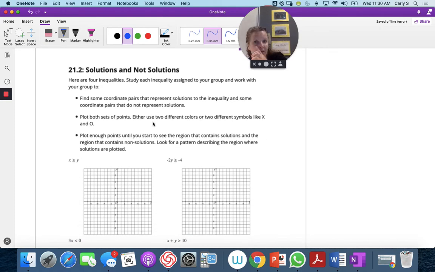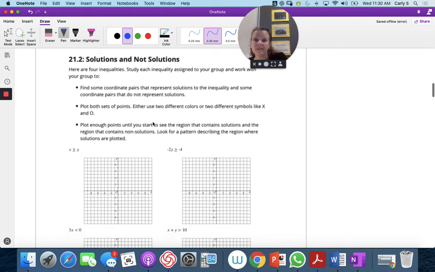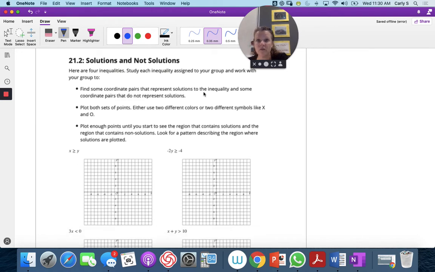Here are 4 inequalities. Study each inequality assigned to your group and work with your group to find some coordinate pairs that represent solutions. We're going to say represent solutions is going to be in green, and some coordinate pairs that do not represent solutions. And then plot both sets of points. Either use 2 different colors or 2 different symbols like X and O. Plot enough points until you start to see the region that contains solutions and the region that contains non-solutions.